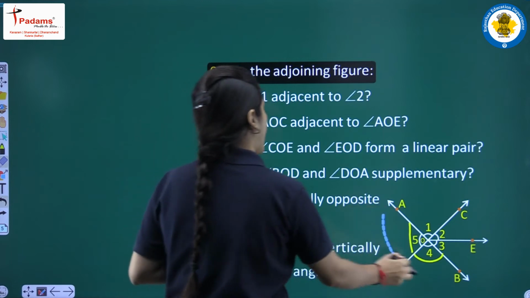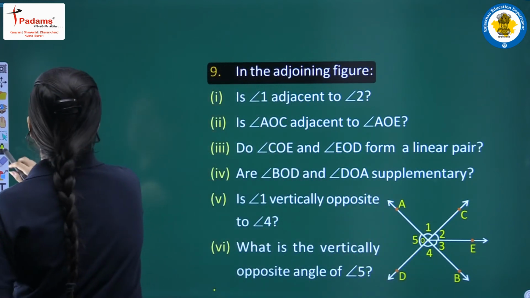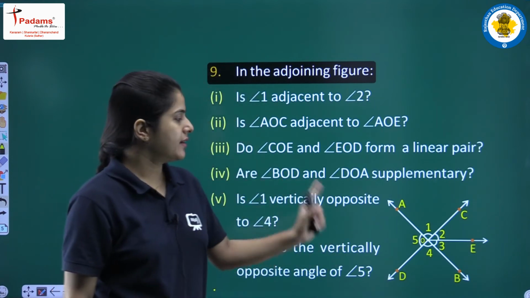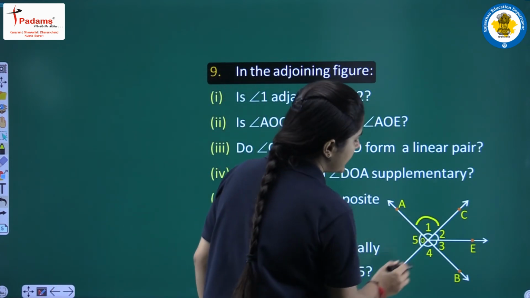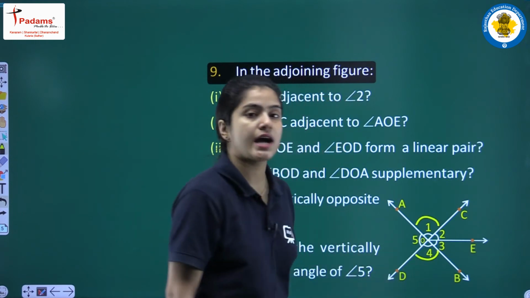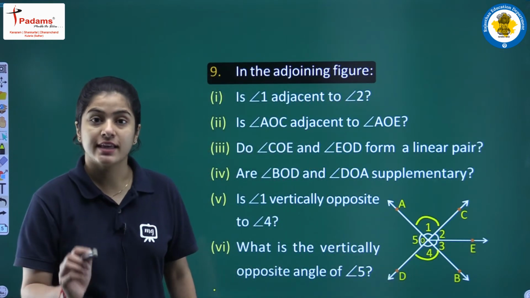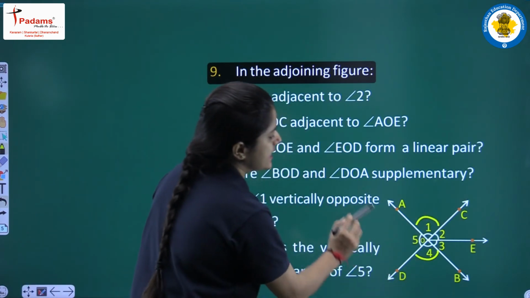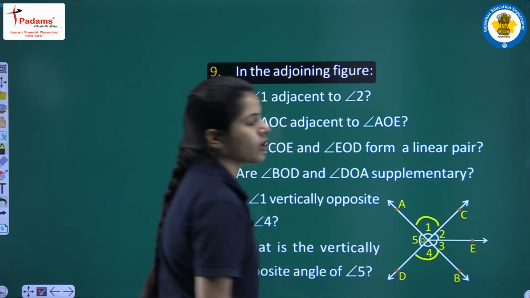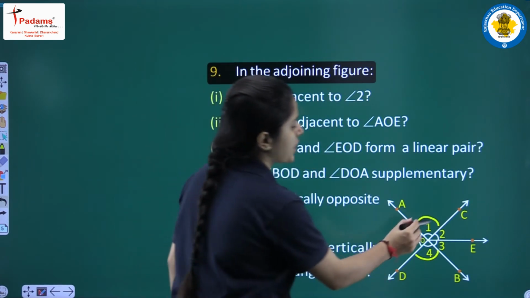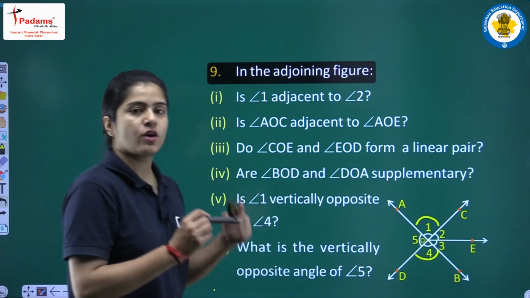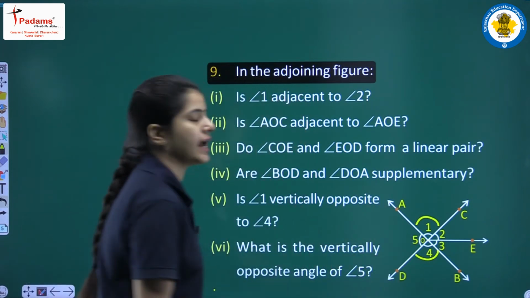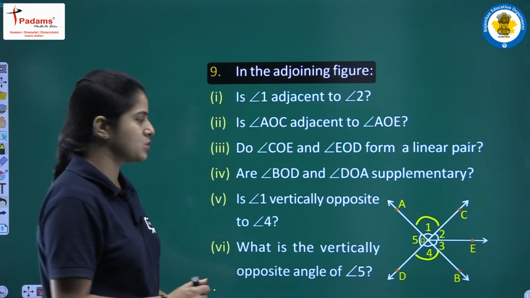Have a look. Angle 1 is vertically opposite to angle 4. You have to check whether angle 1 and angle 4 are vertically opposite angles, okay? Yes students, they are vertically opposite angles because line CD and line AB are intersecting at point O, right? So that is why these angles are opposite each other at the intersection point. So these two are equal to each other and are vertically opposite angles, okay students?